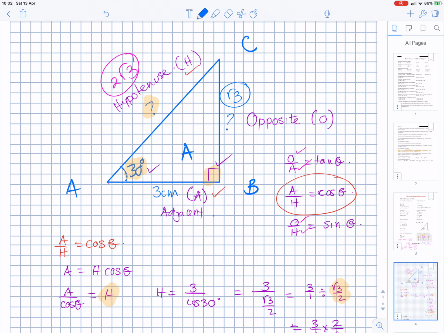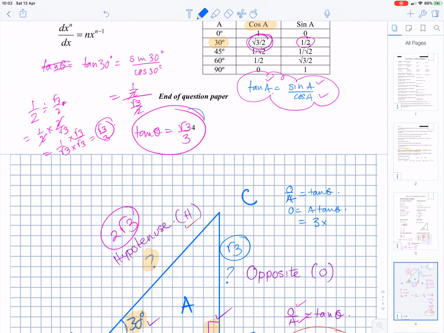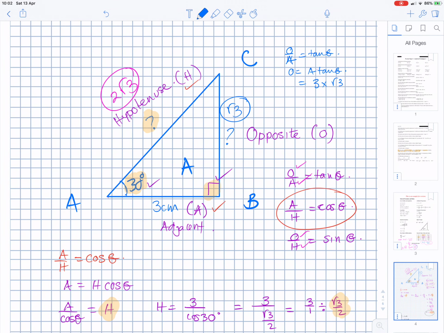Okay? So let's say we wanted to use opposite over adjacent, which is tan theta. Say we didn't have the opposite side, so opposite over adjacent is tan theta. So opposite side is adjacent times tan theta. The adjacent is 3, we know that. And tan 30 degrees we've calculated here is root 3 over 3. So times root 3 over 3. Again, the 3 is going to cancel here, and we're just left with root 3. And that's the same as what we've found with the other method.